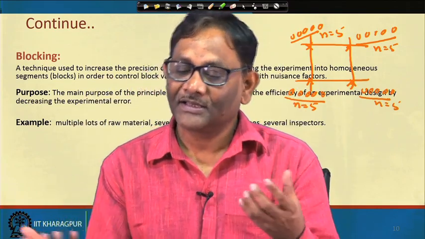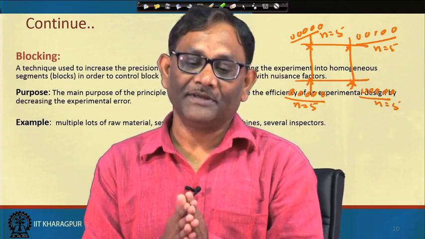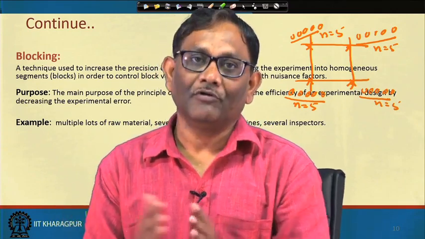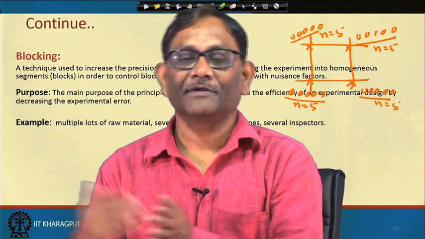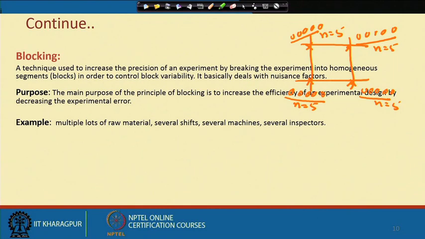In that case, when you do the analysis, you will be in a position to find the block effect, or you will get the factor effect by controlling the block effect. Okay? So, the main purpose of the blocking principle is to increase the efficiency of the experimental design by decreasing the experimental error. Examples are multiple lots of raw material, several shifts, several machines, several inspectors.